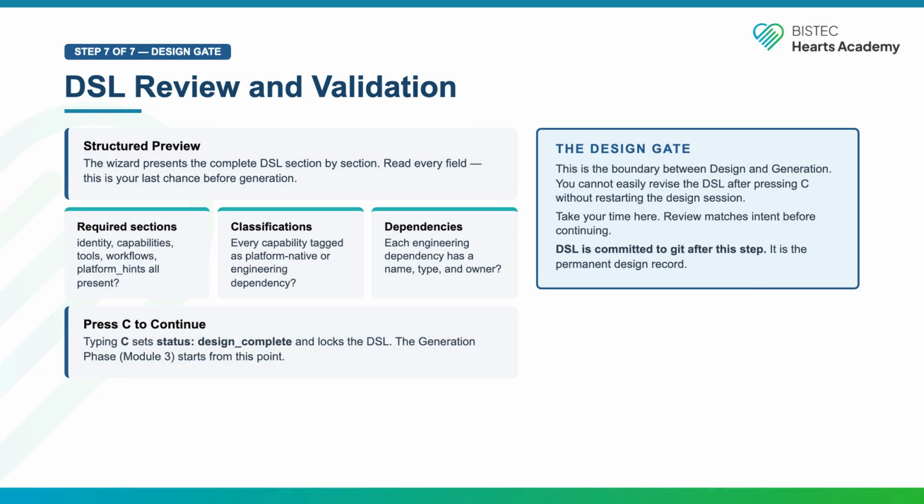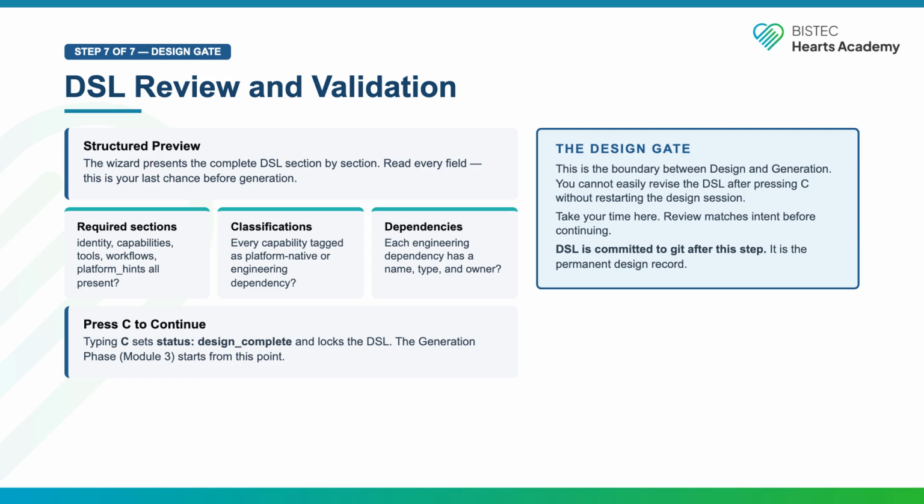Step 7 is the design gate. This is the boundary between the design phase and the generation phase, and it is deliberately a hard stop. The wizard presents the complete DSL in a structured preview, section by section, field by field. It runs automated checks. Are all required sections present? Does every capability have a classification? Does every engineering dependency have a name, type, and owner? If any check fails, the wizard tells you which section is incomplete and returns you to the relevant step.